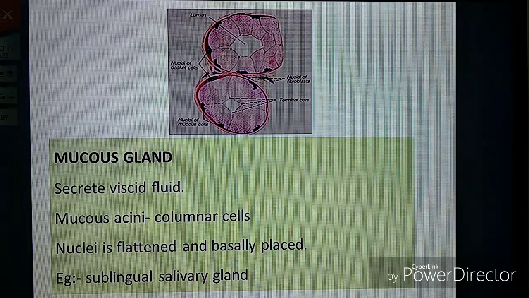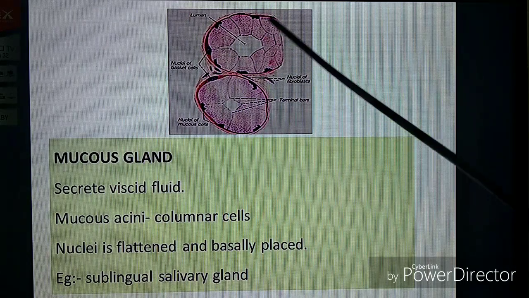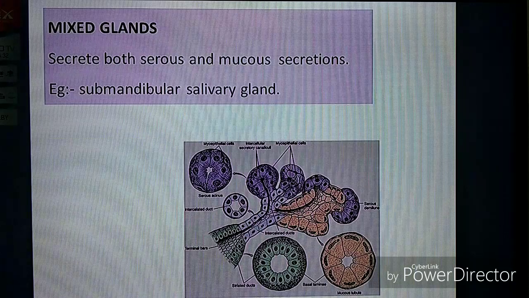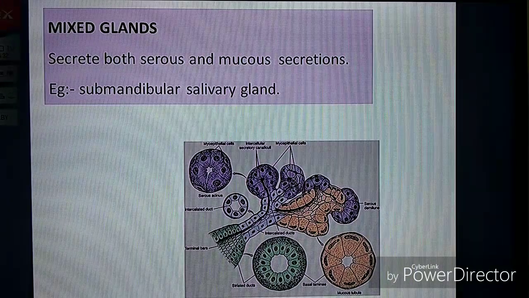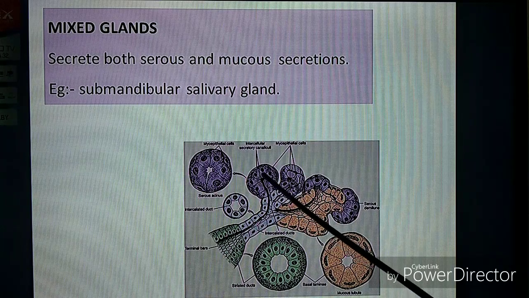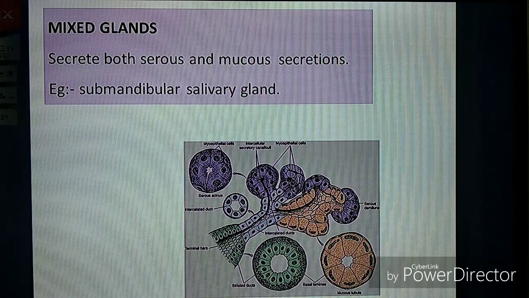We cannot appreciate the zymogen granules here, and the lumen will be comparatively larger than that of the serous acini. The example for the mucus gland is the sublingual salivary gland. The third one, the mixed gland. Here in the same gland we can appreciate both serous acini and mucus acini. The best example, again, is the submandibular salivary gland, a mixed salivary gland.